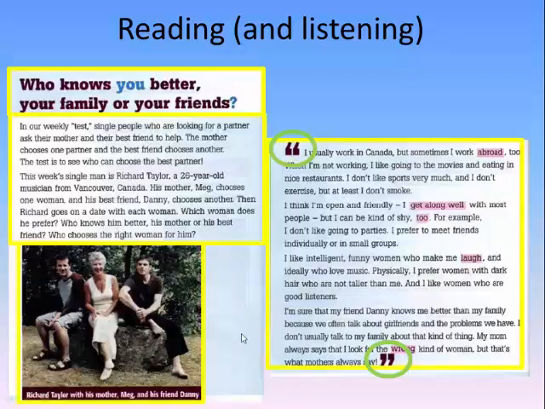So we have a title, a first section of text, a second section of text, and we also have a picture with information on who the people in the picture are. And we can see that we have 3 people. We have Richard Taylor, Meg, and Danny. And these 3 people are connected. We assume this is Richard, this is Meg, and this is Danny.